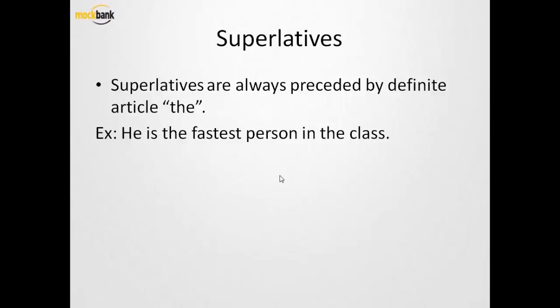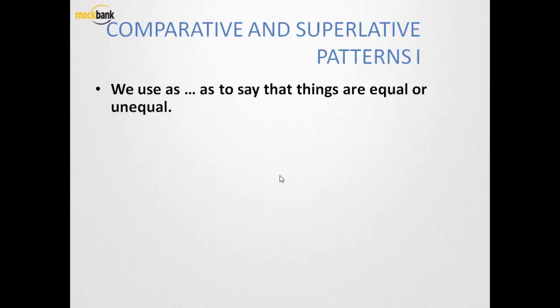What are superlatives? Superlatives are always preceded by the definite article the. An example is, he is the fastest person in the class. Now what I have done is I've used the superlative form of fast, which is fastest, and thus I had to attach the definite article the before it.